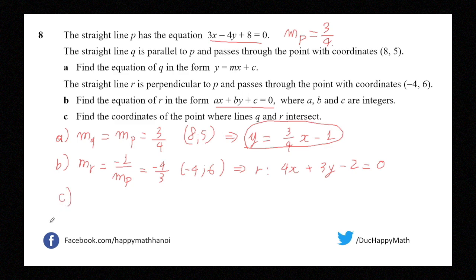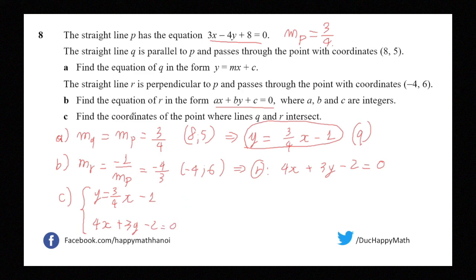So find the coordinate of the point where the lines Q and R intersect. You got Q here, and you got R in this question. So from this, you got y equals 3 over 4 x minus 1. So you have to find the intersection point between the two lines: y equals 3 over 4 x minus 1 and 4x plus 3y minus 2 equals 0.